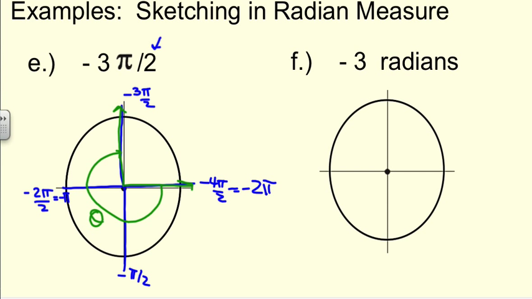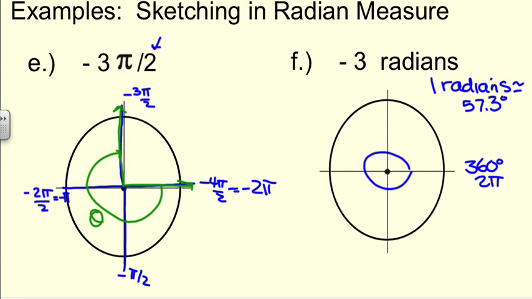Last one, negative 3 radians. This one's a little bit tricky because it doesn't have that pi in it. So if you remember, 1 radian is approximately 57.3 degrees. And I think about all the way around from here to here is 360 degrees or 2 pi. But we're going in a negative direction. So I'm going to start with my initial side. I'm going in a negative direction.